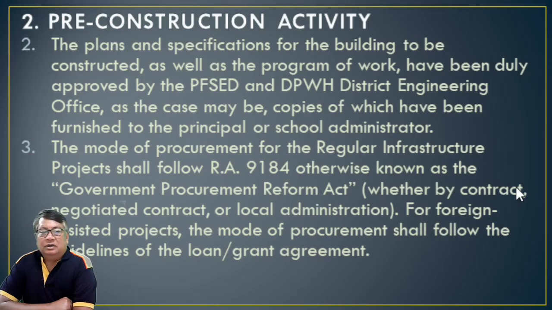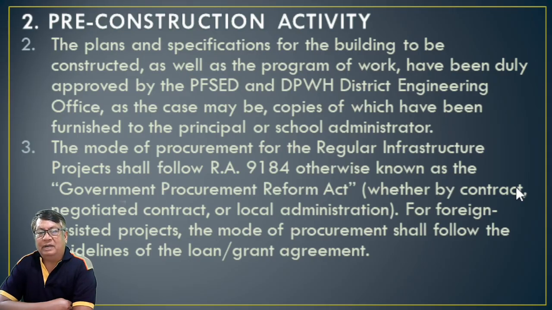Okay? So the plans and specifications for the building to be constructed as well as the program of work have been duly approved by the PFCID and the PWS District Engineering Office. Okay, number 3, the mode of procurement for the regular infrastructure project shall follow Republic Act 9184, otherwise known as the Government Procurement Reform Act.